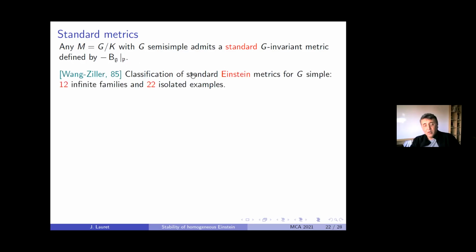But curiously, they are not Einstein. They are not all Einstein. So a classification in the 80s, this was really a breakthrough in the field. It's a paper you can imagine full of representation theory to classify which of these standard metrics are Einstein. They obtained 12 infinite families, some of them complicated, huge families, and 22 isolated examples.